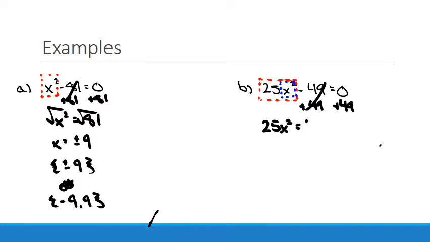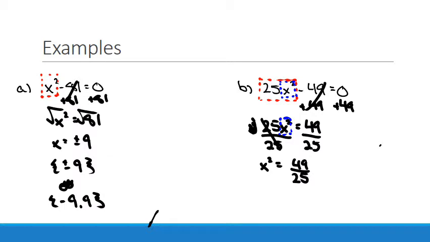25x squared equals 49. Take the square root. Oh, sorry, I could take the square root there. I don't want to though. I'm just going to scratch that out. I forgot. I'm going to focus in on my x squared. So to get rid of the 25, it's 25 times x squared, so then I have to divide. So I get x squared equals 49 over 25.